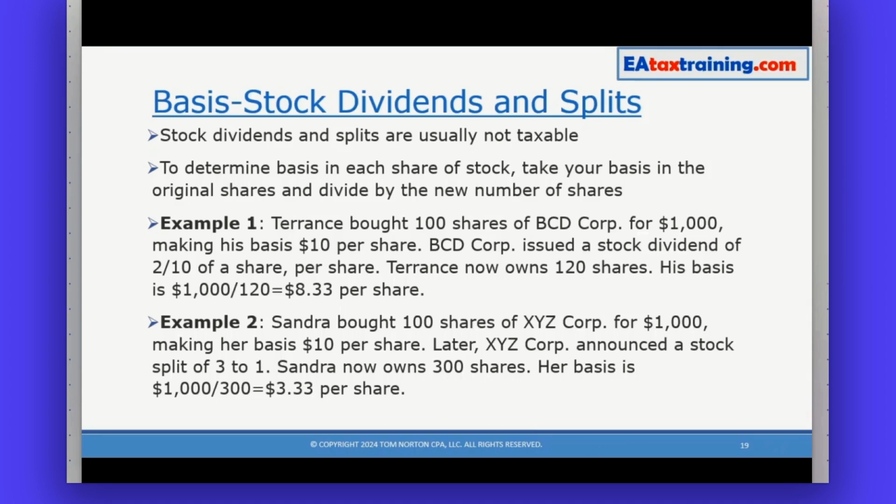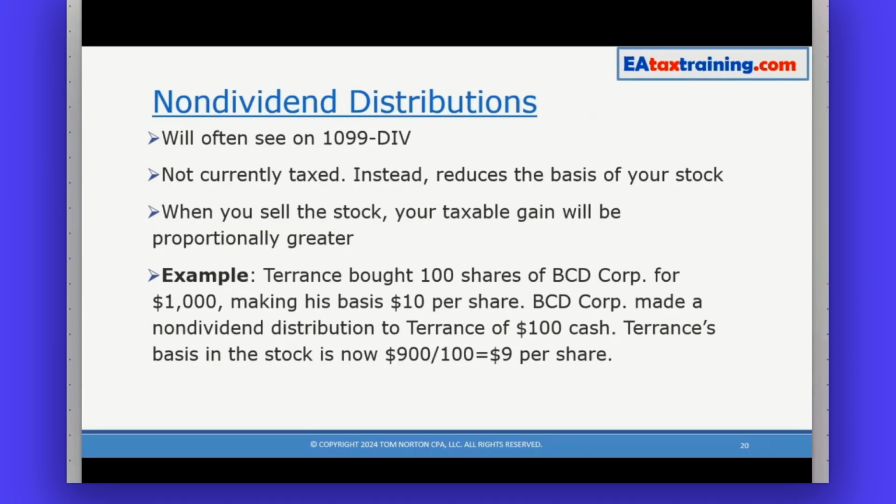Example 2. Sandra bought 100 shares of XYZ Corp for $1,000, making her basis $10 per share. Later, XYZ Corp announced a stock split of 3-to-1. So Sandra now owns 300 shares. Her basis is her original $1,000 that she invested divided by 300, which is the number of shares she now owns. It's $3.33 per share. So that's how you handle the basis for stock dividends and splits.